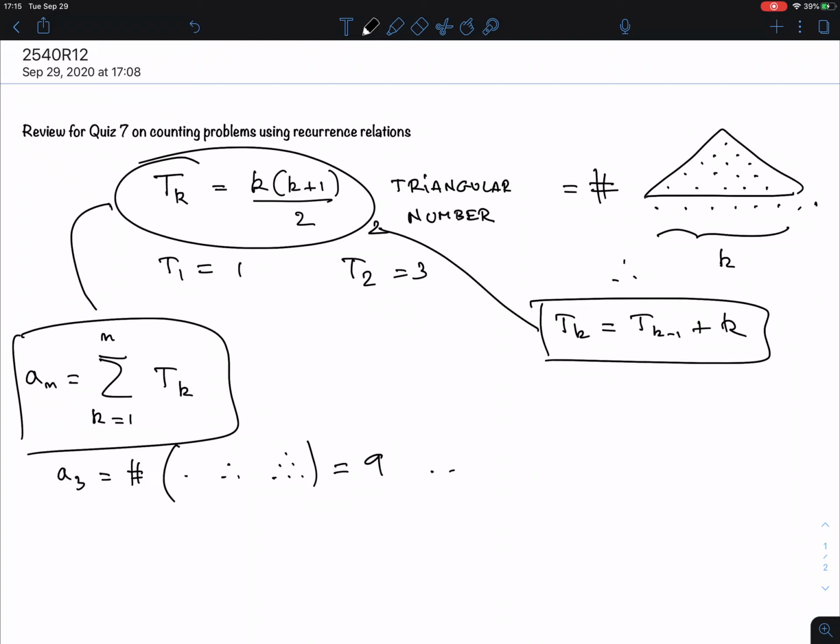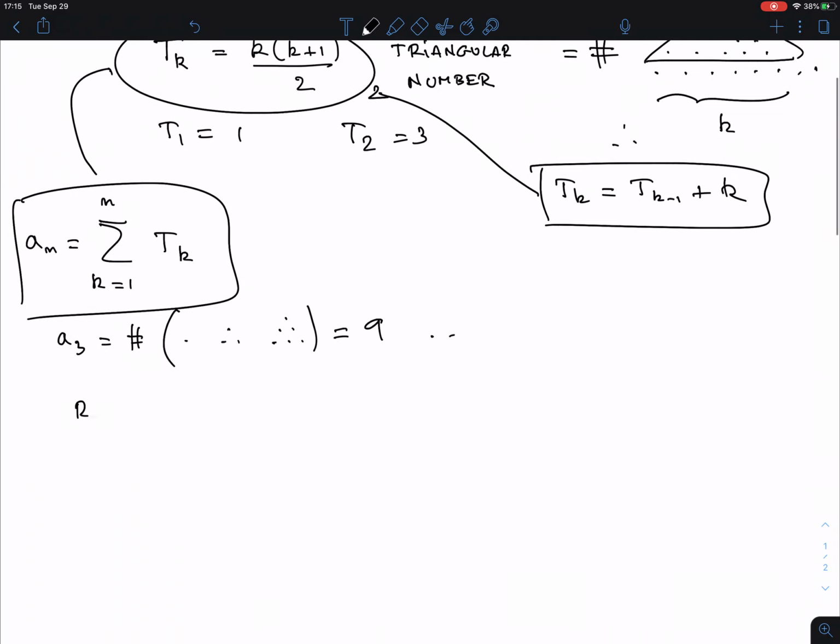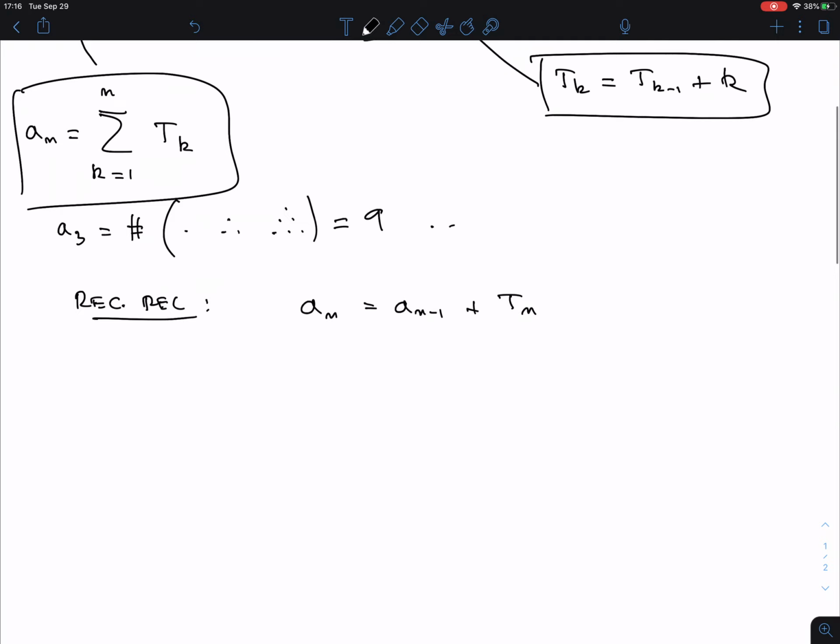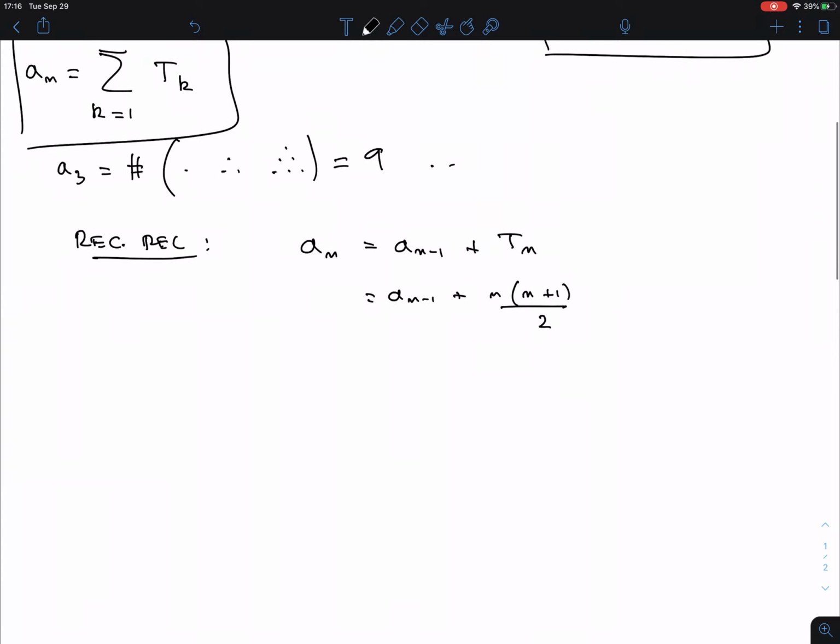Now, how do you make the next one, a_4? Well, you just add a triangle of size 4. In other words, you add t_4. So we see that the recurrence relation is very simple here. To get the sum of the first n triangles, you take the sum of the first n minus 1 triangles, and you add the nth triangle to it, t_n. And t_n, we know, is n times (n plus 1) divided by 2. So a_n equals a_(n-1) plus n times (n plus 1) divided by 2. That's the recurrence relation. Okay, so once we have the recurrence relation, what is the degree? The degree is 1.